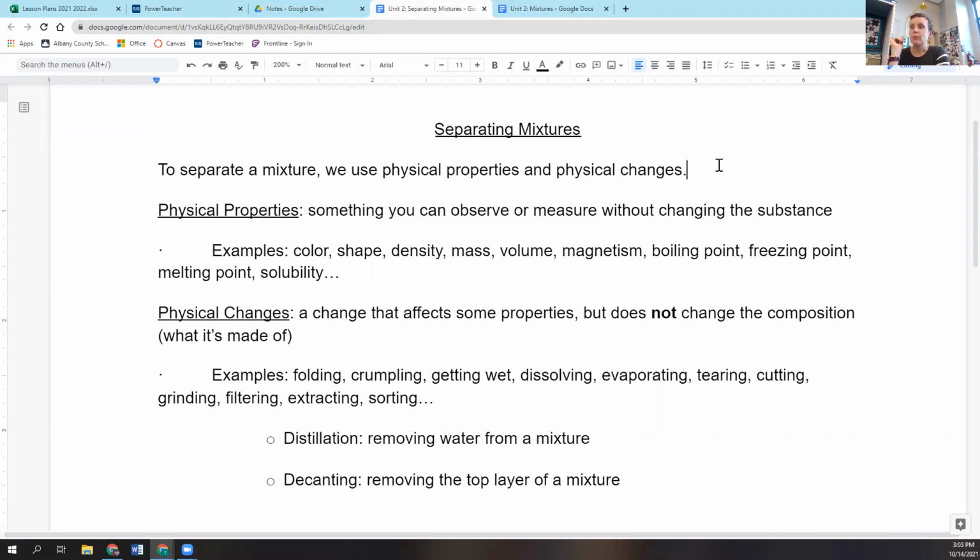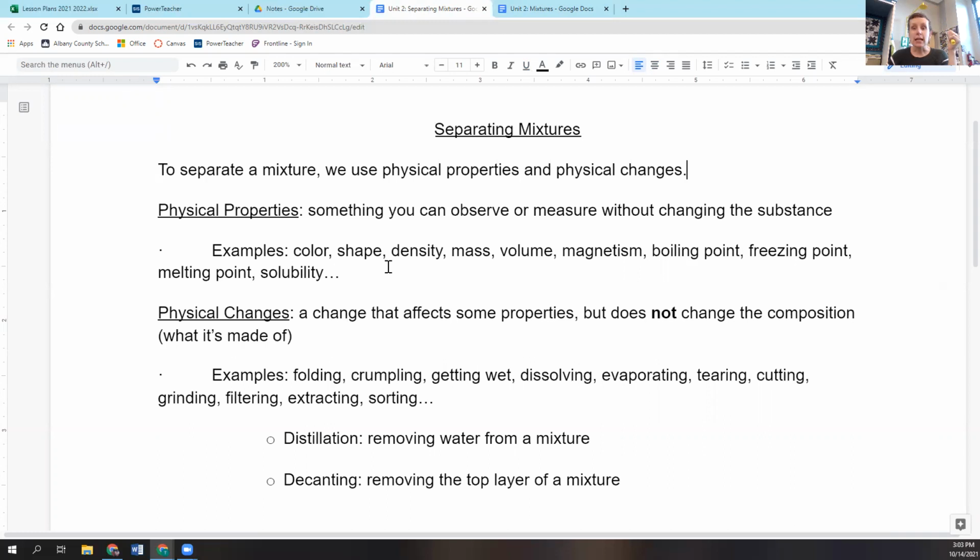Now, what does that mean? Well, we're going to talk about them. Physical properties. Again, if I'm going too fast, make sure you pause it. Something you can observe or measure without changing the substance. And then a whole bunch of examples here. Color. If I look at what color this marker is, I'm not changing the marker into something new. So color is a physical property. I can tell what color it is without changing it.